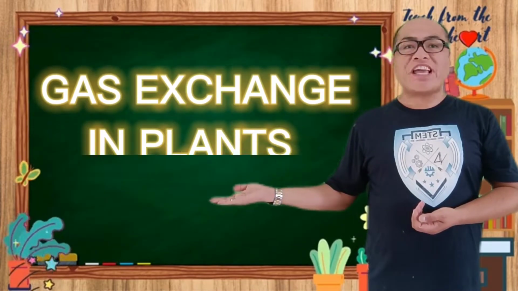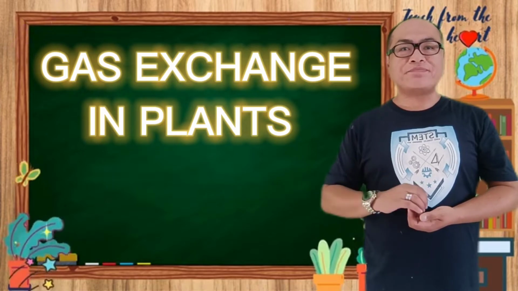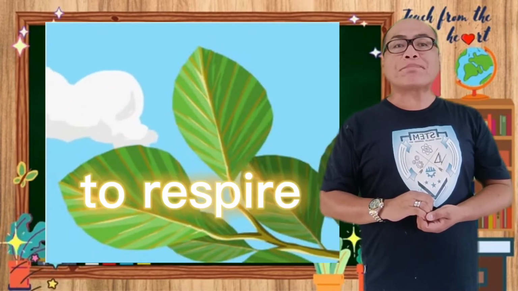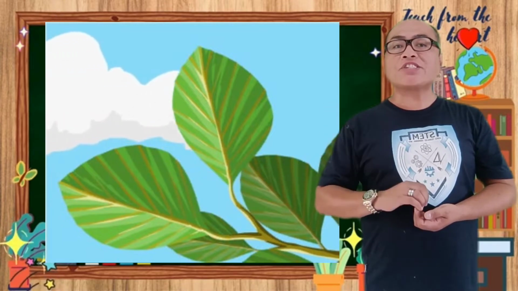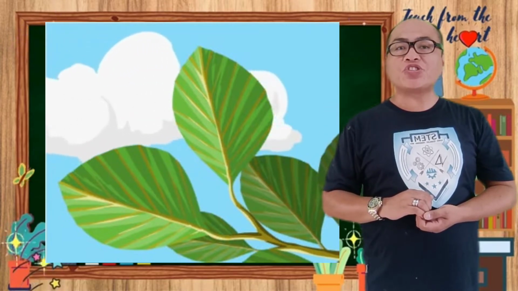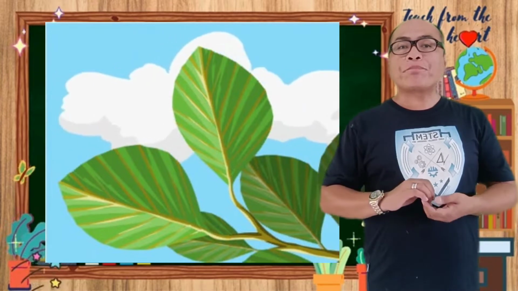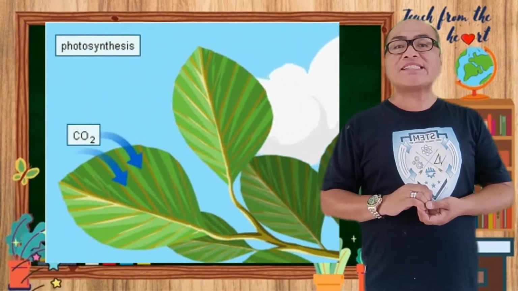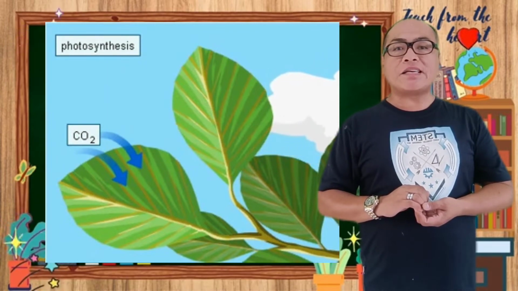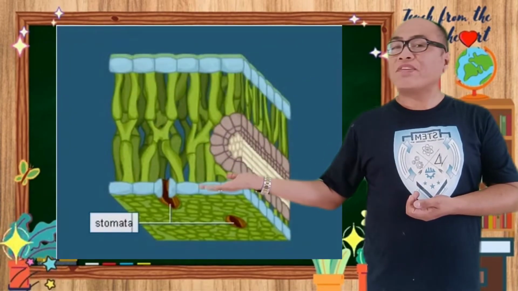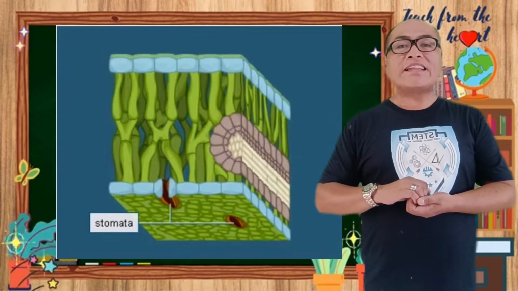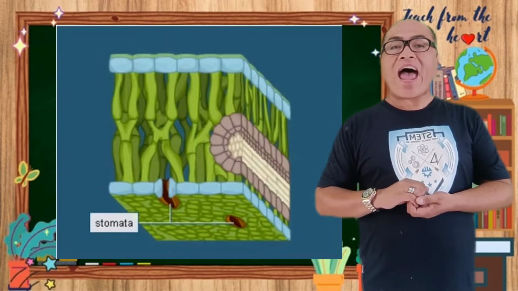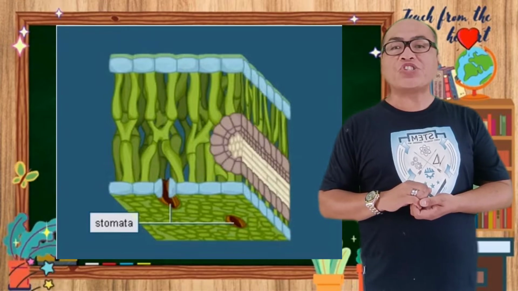The gas exchange in plants. Plants use carbon dioxide to respire and release oxygen with the process in exchange. In comparison to people and animals, plants do not have any specialized gas exchange mechanisms. But they do have stomata located in leaves and lenticels, located in stems, that are actively involved in gaseous exchange.